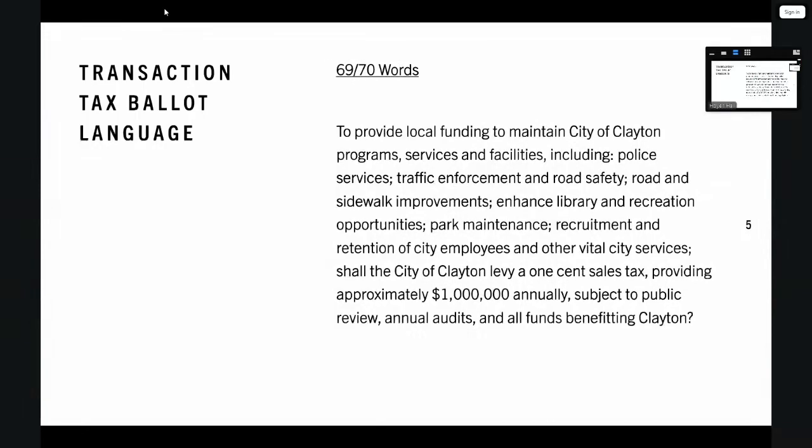I was just wondering why there was a question mark at the end. Are we asking people? You are asking a question. That's the ballot language. The ballot is a question. It's like Jeopardy style. You have to pose a Jeopardy-style question. Who is?